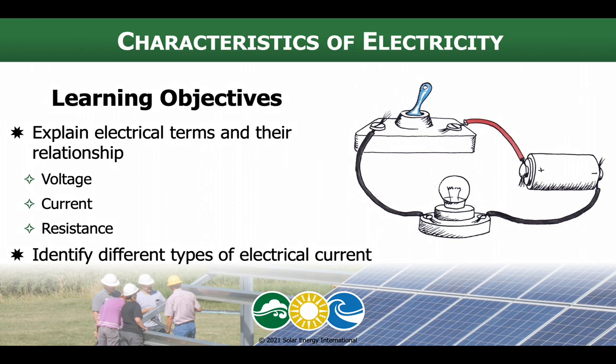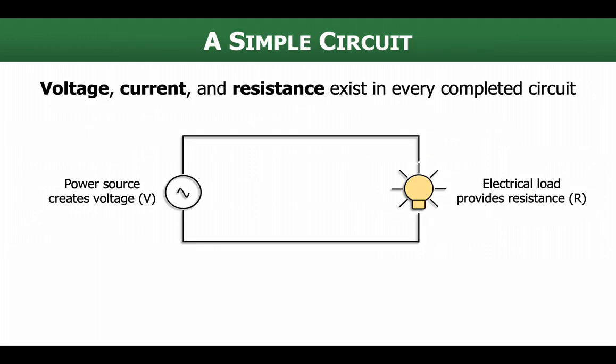Okay, in order to characterize electricity, we need some terminology and we need to understand the relationship between those terms. In this case, voltage, current, and resistance. And we'll finish up talking about two different types of electrical current. First off, what's a circuit?